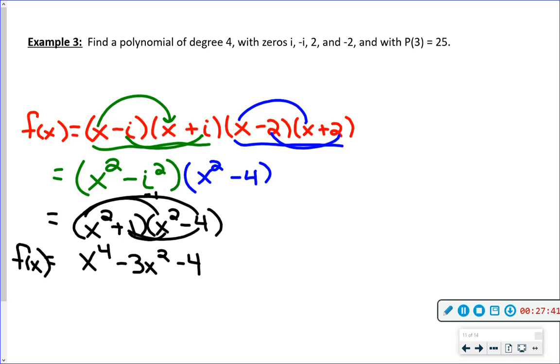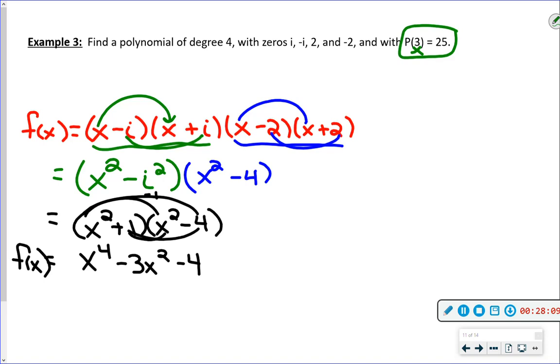Okay. And then, just when you thought you were done, we have this weirdo note. P of 3, they want it to equal 25. So you might be like, say what now? What am I supposed to do with this? Well, remember, P of x. So when you put x's 3 in, when you replace the x with the 3, they want it to equal out to 25. Okay, well, let's try to make this happen.